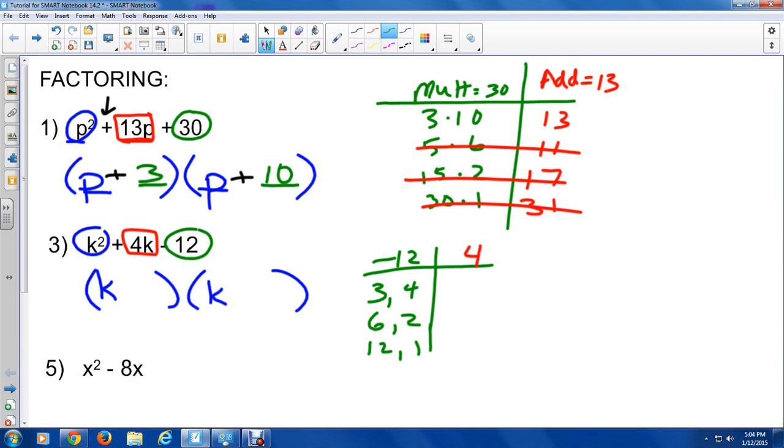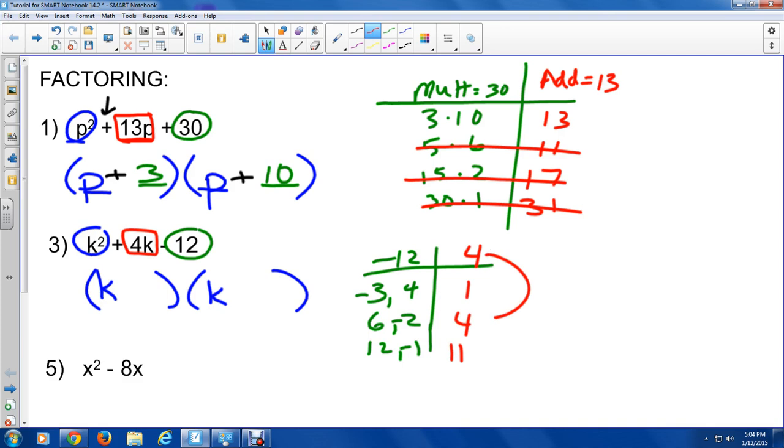So I'm going to go ahead and put a positive for the 4, a negative 3, a negative 2, and a negative 1. Keep the bigger one positive. Add them up. Negative 3 plus 4 gives me positive 1. 6 plus negative 2 gives me 4. 12 plus negative 1 gives me 11.